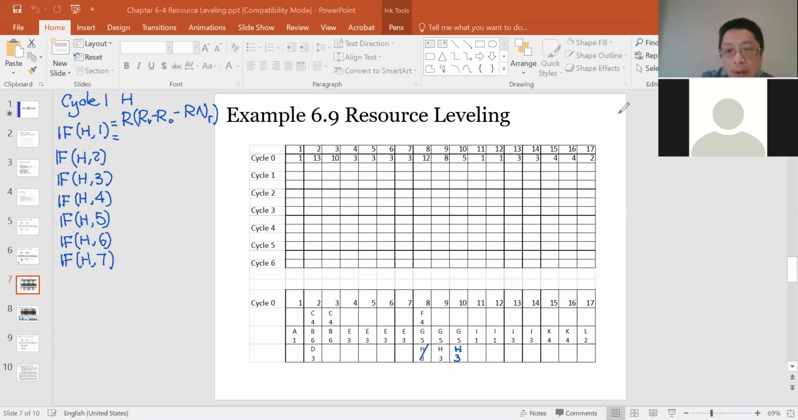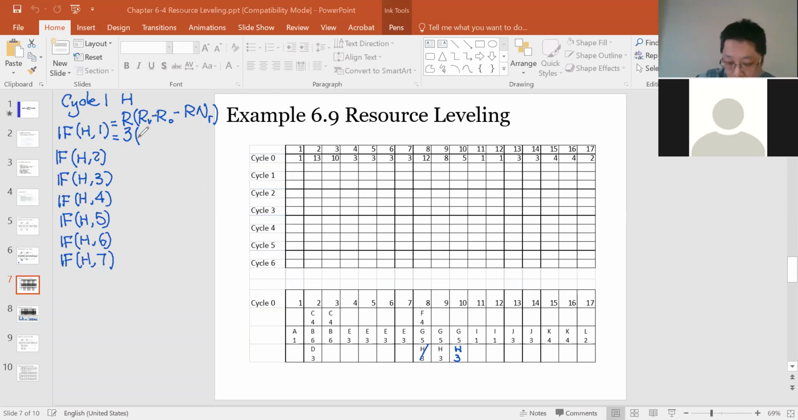3. 3, very good. Use 3. So that's for H. What is 1 day's resource? You can see this H3, this 3 means this R. This H needs 3 resources each day. So that's R. What is RV?